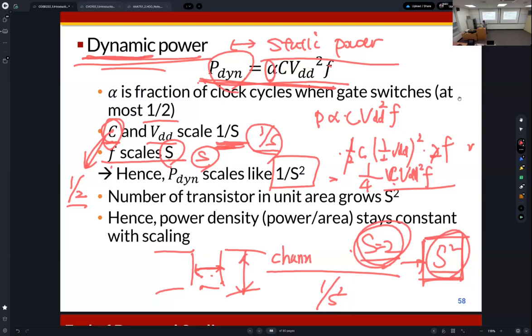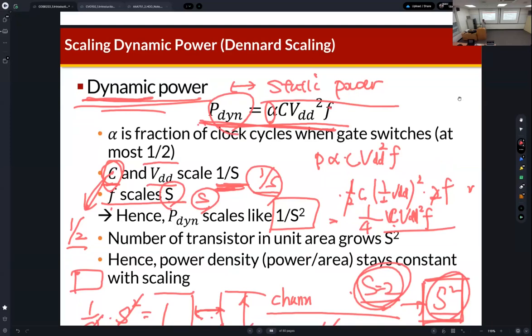So what does that mean? The power is reduced by 1 over S squared for the same transistor, but the number of transistors is increased by S squared. And then it becomes 1. So actually, it's very good news, right? So the area is the same, and in the same area, the power consumption is also the same. But because the transistor size is reduced, we can use a faster computer or faster CPU because F is increasing.